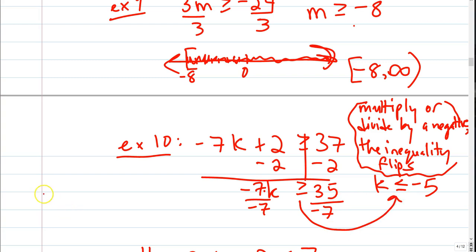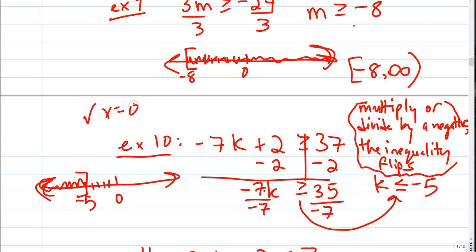Okay? How do we graph this? Key point is at negative 5. Less than or equal to, bracket, shaded, left. Another good reason why we flip it, if I hadn't flipped it, I would have shaded to the right, and I would have said 0 was the solution. Check it. Is 0 less than or equal to negative 5? Right? Check it with the original, really. Check x equals 0. 7 times 0.